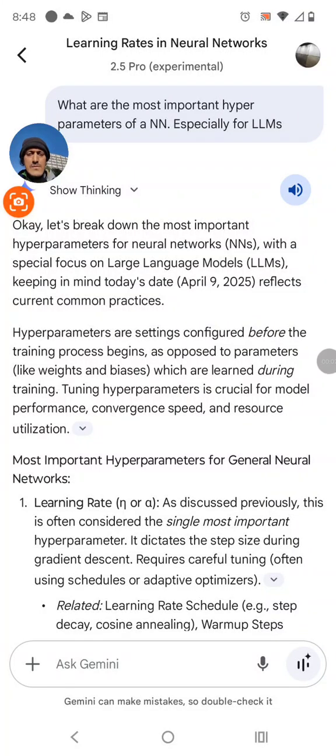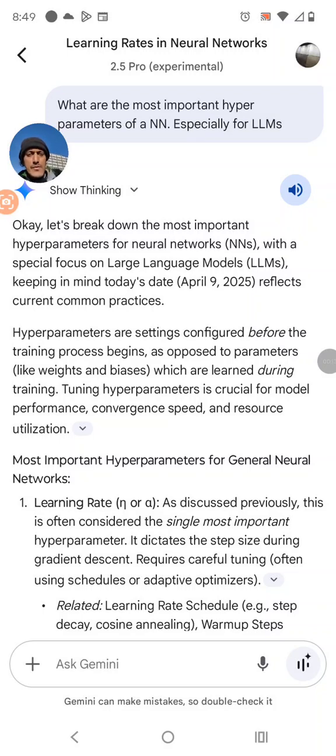Hello, hello, hello. Having a conversation with Gemini, revisiting some of the concepts. So my question is, what are the most important hyperparameters of a neural network, especially for large language models?